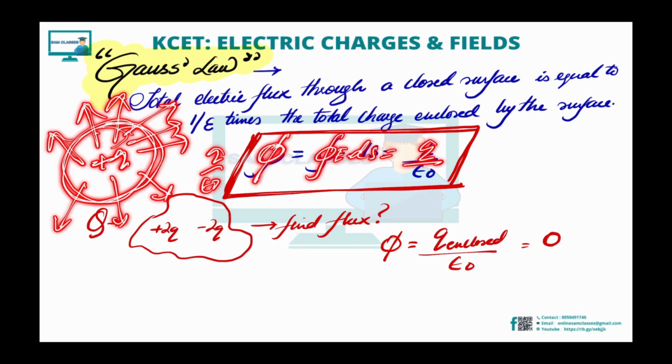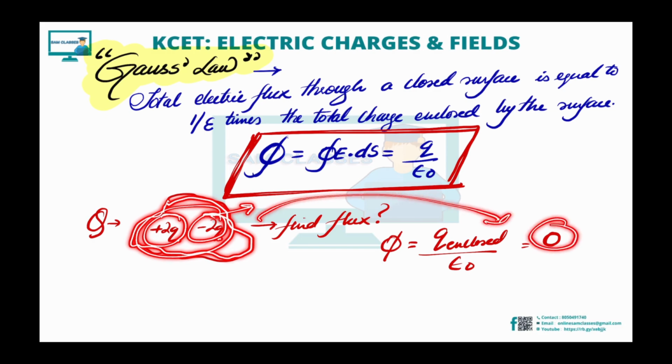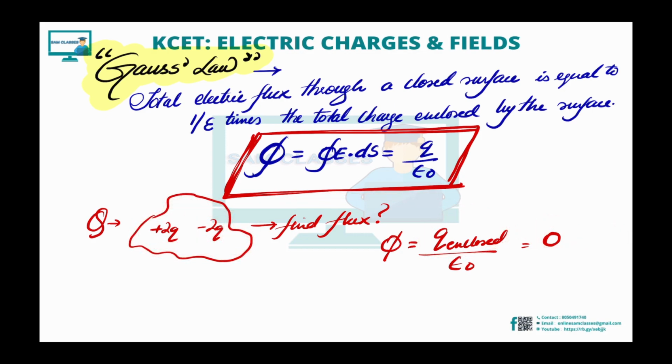So what is it? The total flux through any closed surface is equal to what? E dot dS, and that is equal to what? Charge contained inside that divided by epsilon naught. Correct? Very simple. So for this part, if I want to know the total flux, I need to find the total charge. If I see 2q positive charge and 2q negative charge, what is the net charge? Zero. So charge enclosed is zero, so flux will also be zero.